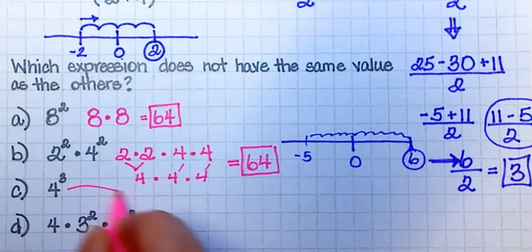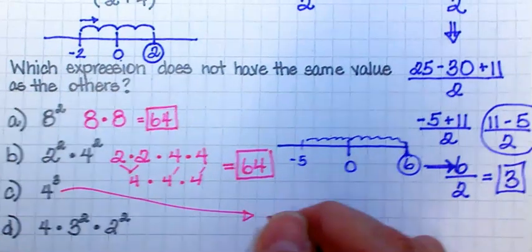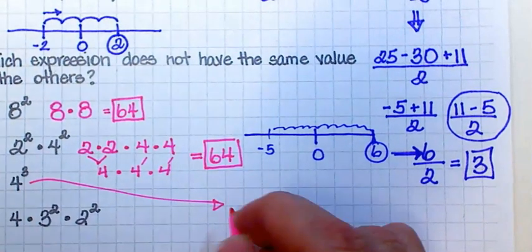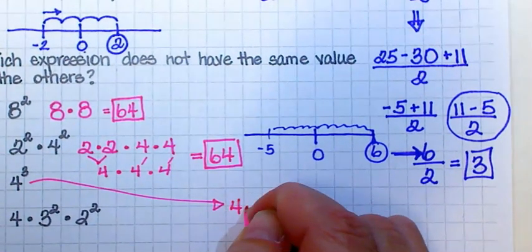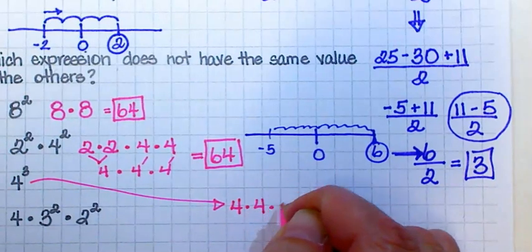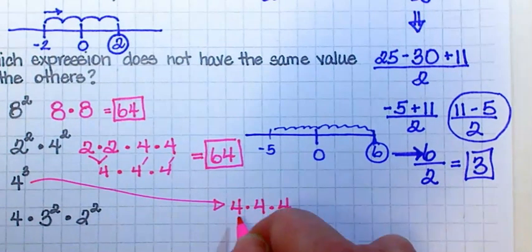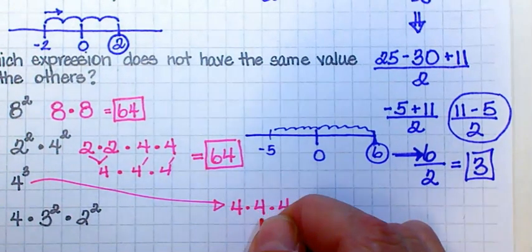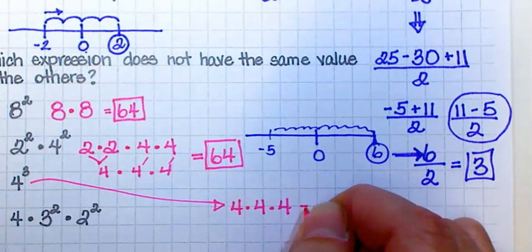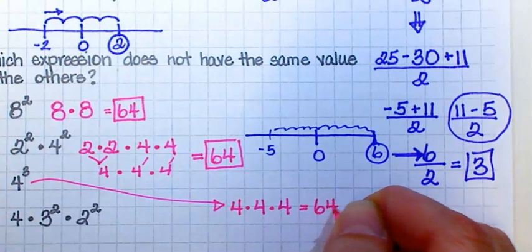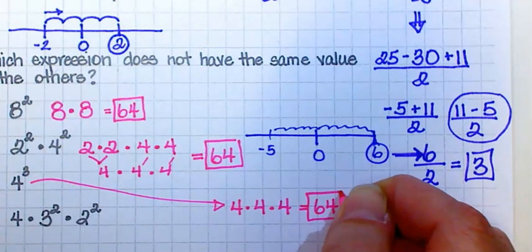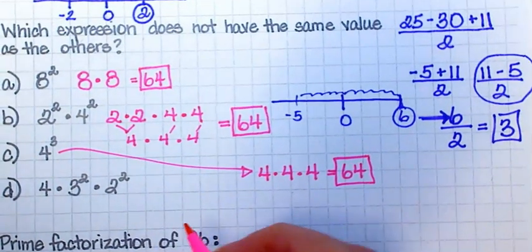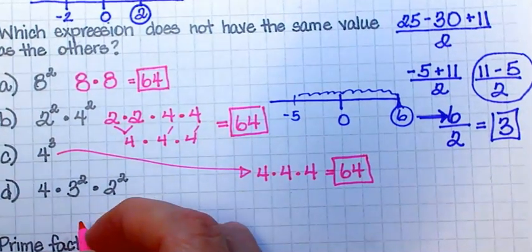I'm running out of room, but I'm going to do this one over here. All right, 4 to the third. That doesn't mean 4 times 3. It means 4 multiplied out 3 times. 4 times 4 times 4. 3 4s. 4 times 4 is 16. 16 times 4 is 64. So I'm thinking we're probably going to wind up with D being the one that does not have the same value, but let's just double check.